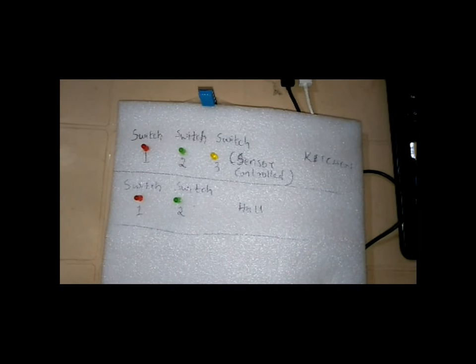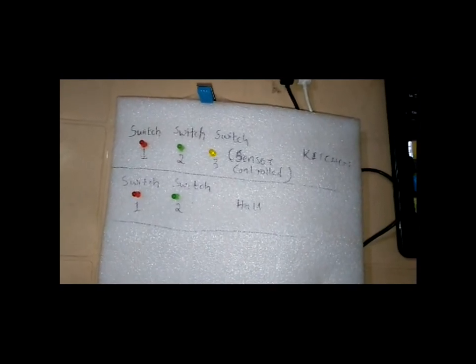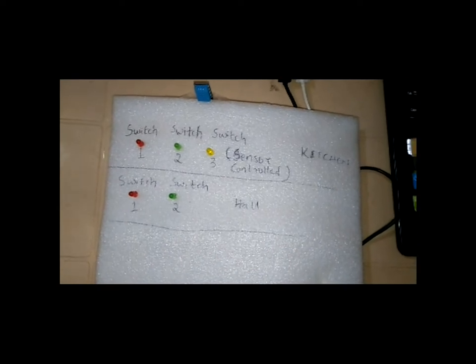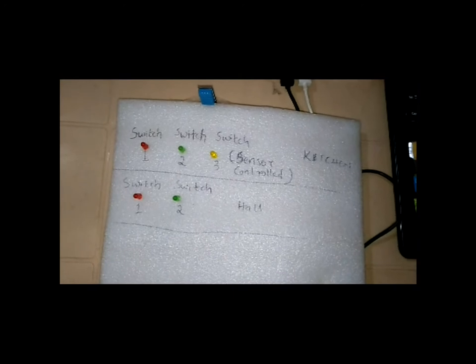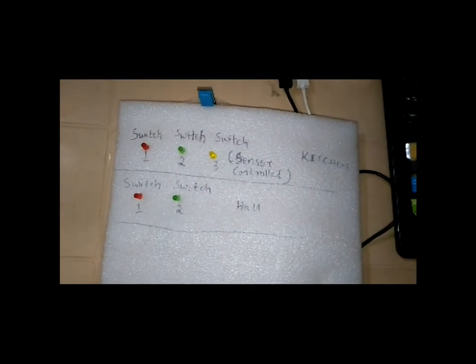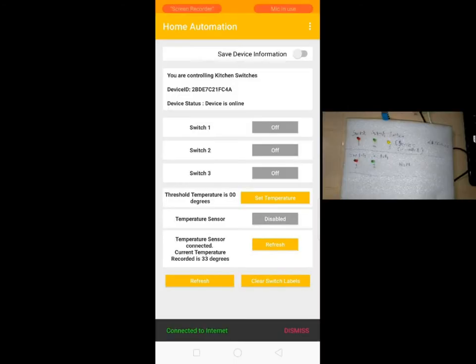There is kitchen and hall, which are registered with different devices. The kitchen has 3 lights, red, green and yellow, and yellow is my sensor switch, which will trigger based on the temperature. And the hall has a couple of switches, one red and one green. Now you can see the demo of it.